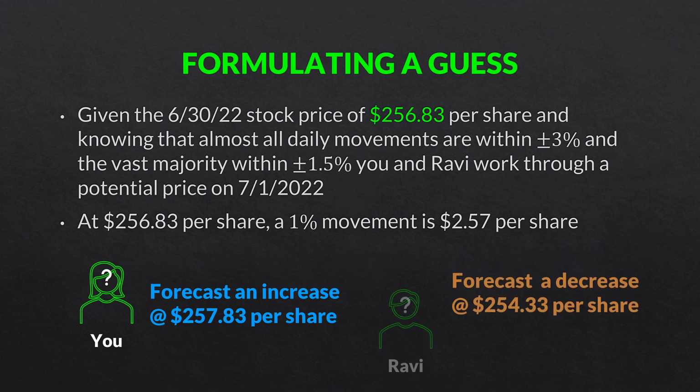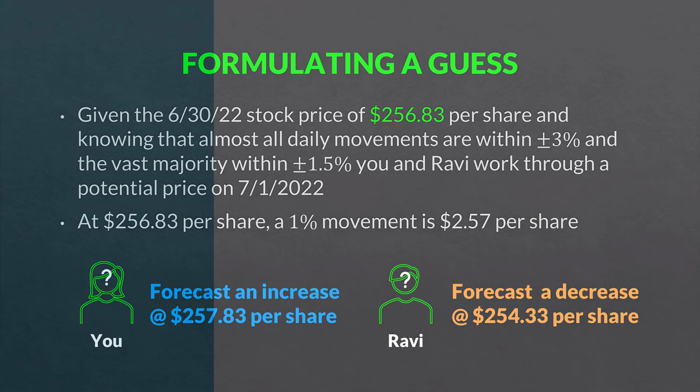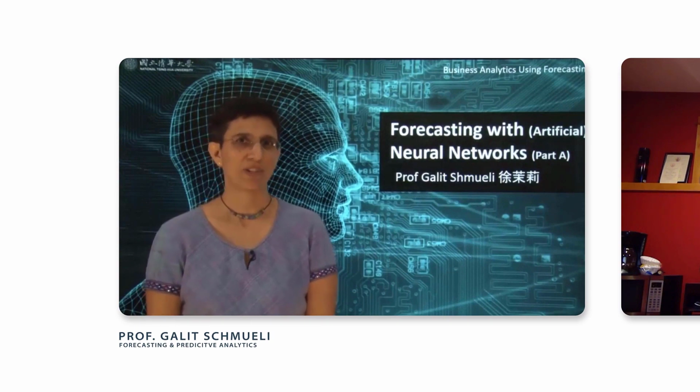Now Ravi thinks it's going to decrease. It's going to go down. So Ravi forecasts a share price of $254.33 per share, which is down from $256.83. So you're going to forecast an increase, and Ravi's going to forecast a decrease. This is Business Analytics using forecasting.